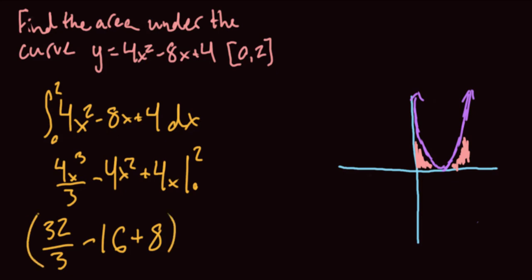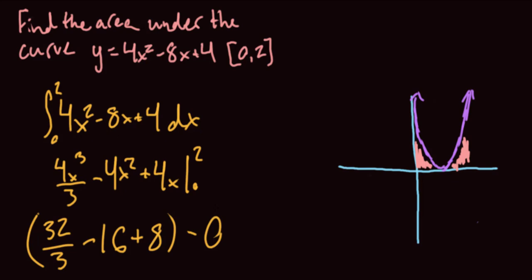And then our lower bound is 0, so normally if we had a different number, we would actually plug that in and subtract that from our first upper bound equation, but since 0 is just going to evaluate to 0, we're going to subtract 0 from this, so nothing will happen. And that's our final answer. Our final answer is 32 thirds minus 16 plus 8.